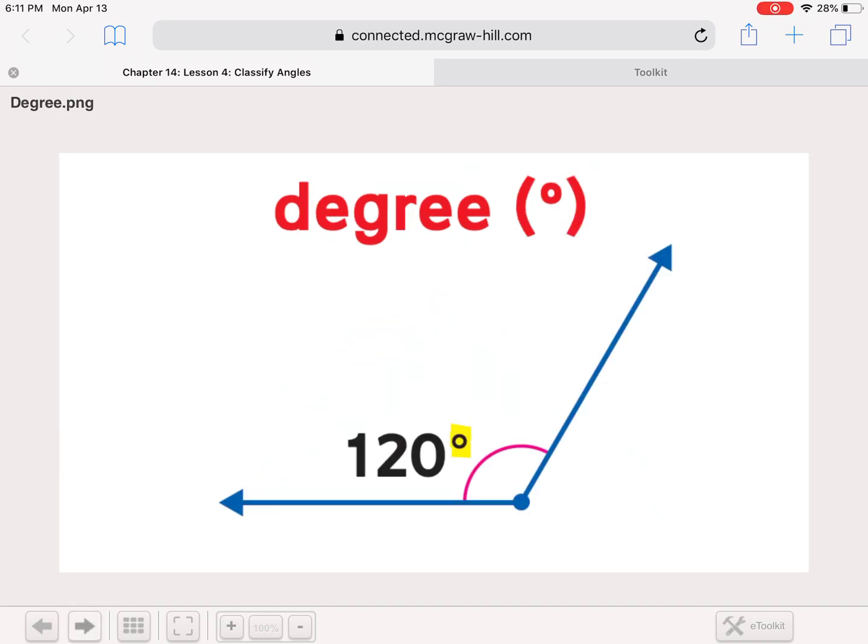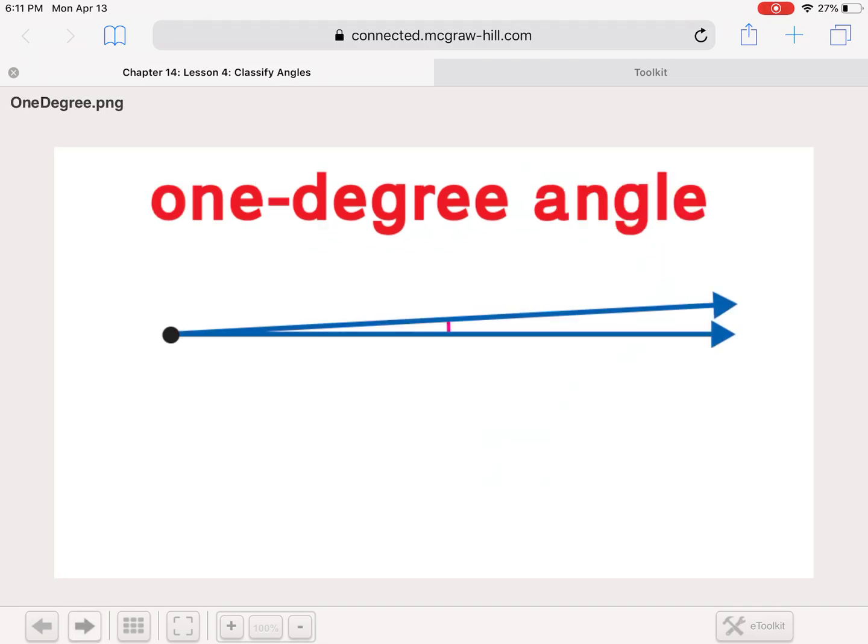A degree is any time there's a type of turn within those two endpoints that start to move, kind of like a rotation. So in here, we're going to learn about what 120 degrees means. Each time you make a small turn in that angle, it's a 1 degree angle.